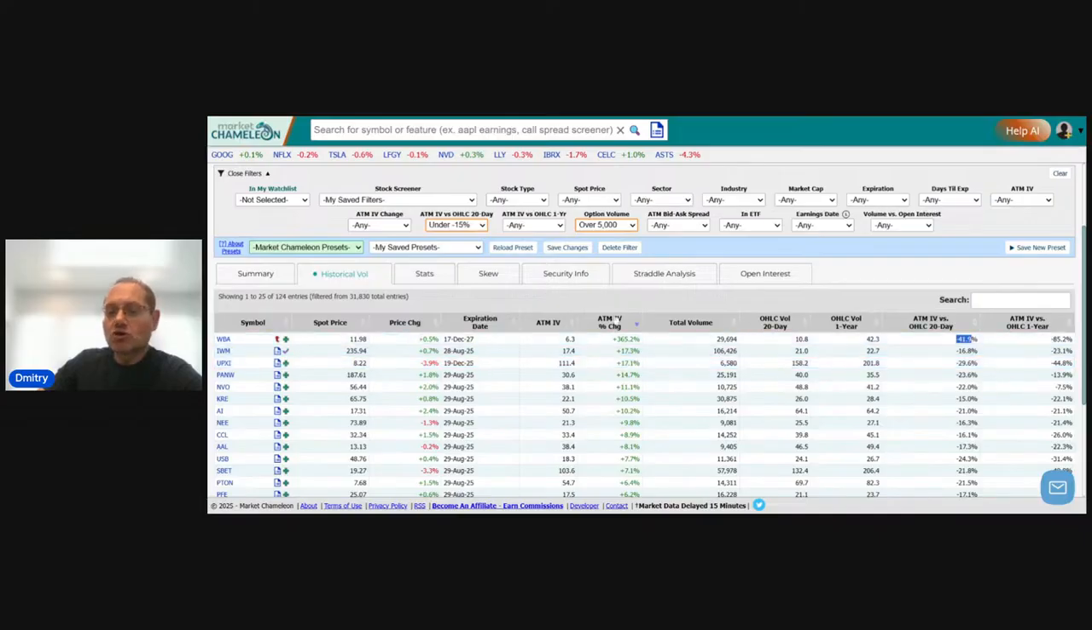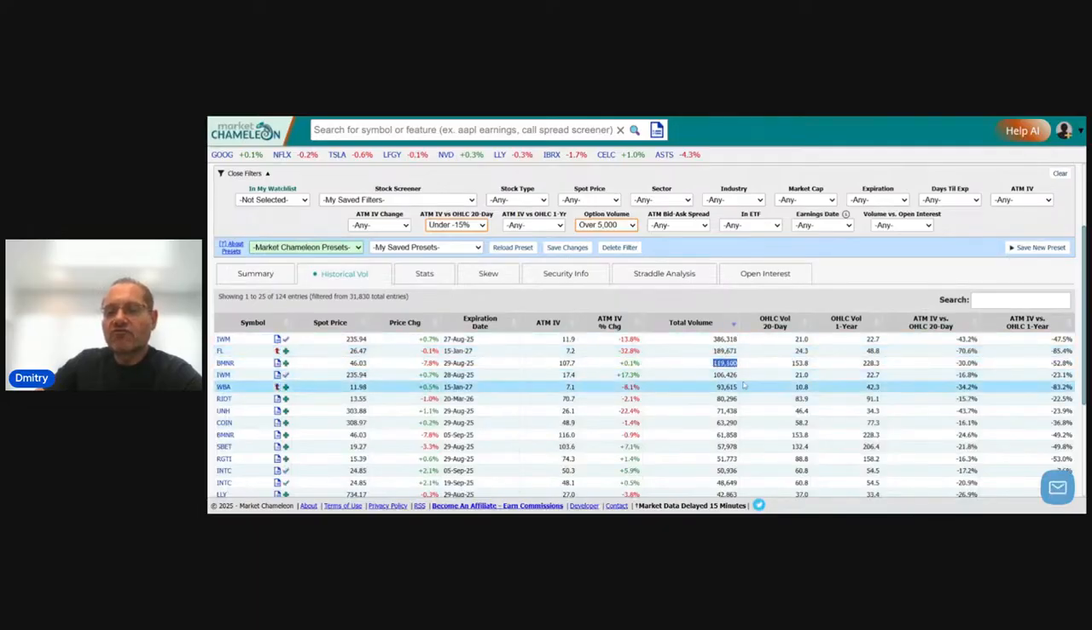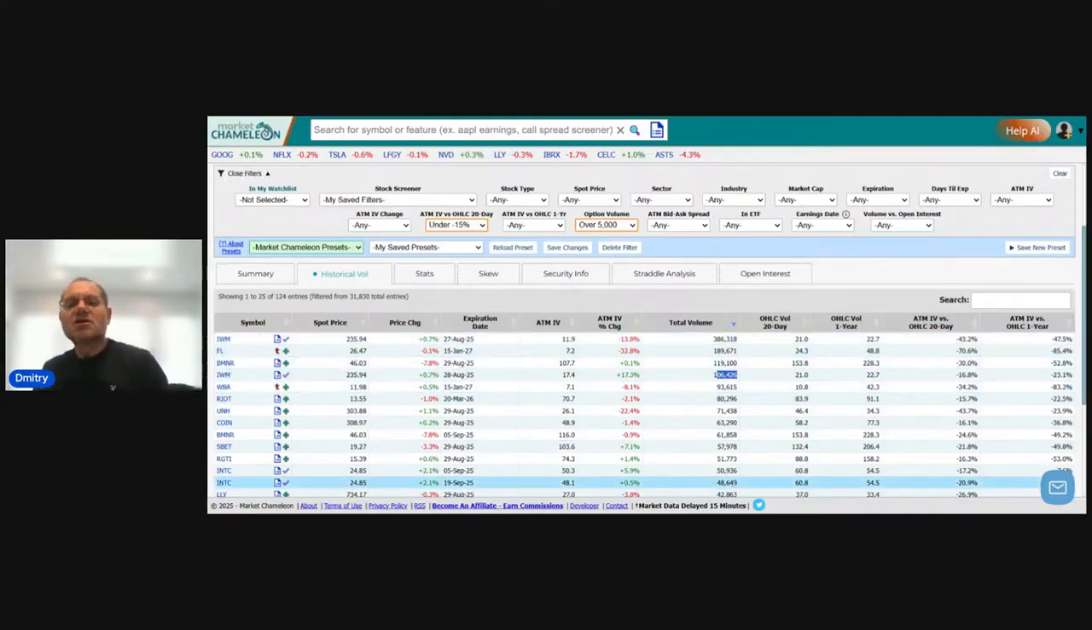Right. We could also sort this table. We could sort it by highest volume. So if we go total volume, now we're sorting these by highest volume options. So IWM, FL, BW will show up.